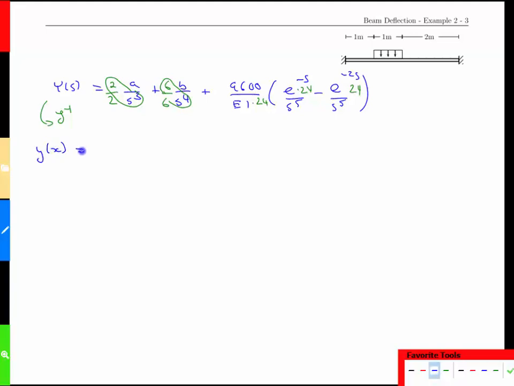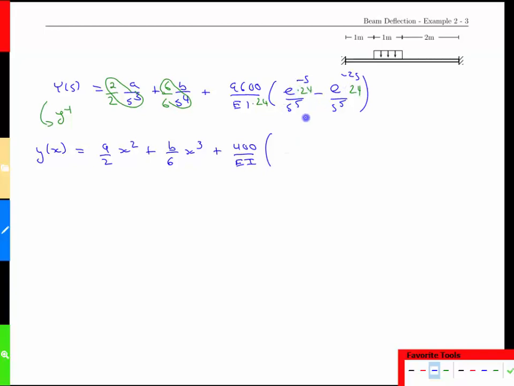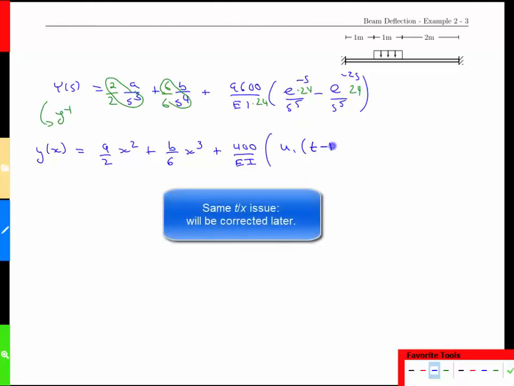Y of x is going to be A over 2 x squared plus B over 6 x cubed plus the transform of these terms. The leading coefficient is 400 over EI, which is 9600 over 24. And then each of these terms have exponentials which lead to step functions. So e to the negative s is u1, and this would be a transform of t to the 4, but it'll turn into t minus 1 to the power of 4.